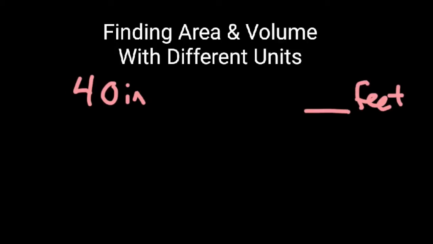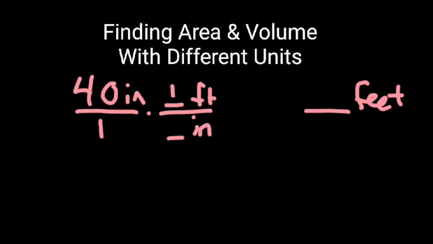Let's say we want to change 40 inches to so many feet. So what we need to do is turn this into a fraction, so we put it over 1. And we're going to multiply by a conversion factor. That conversion factor is going to have the units that we want in the top and the units that we're getting rid of, inches in this case, in the bottom. And then we need to fill in how they're related. 1 foot is 12 inches.